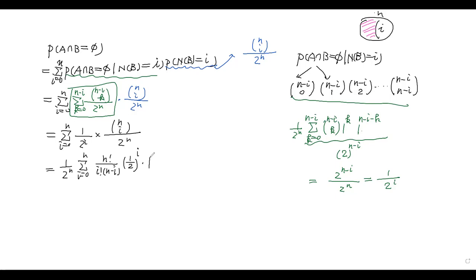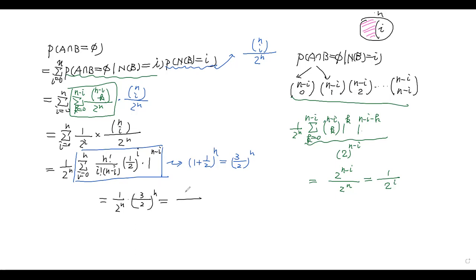Then by using the binomial expansion again, I can write it here, right? So this 1 to the n minus I. So what do we get? What do we have over here? This is the binomial expansion, right? So this blue one will be equal to 1 plus 1/2 to the what? N's power. So this is 3/2 to the n's power. And now in here, this is 1 over 2n times 3/2 to the n. So this one will be 3/4 to the n's power.